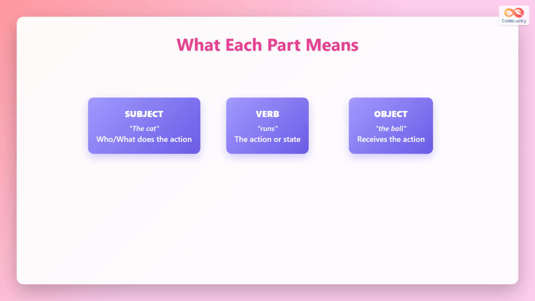Subject answers who or what does the action, like the cat. Verb shows the action, like runs. Object receives the action, like the ball. These three parts work together to make every complete sentence.